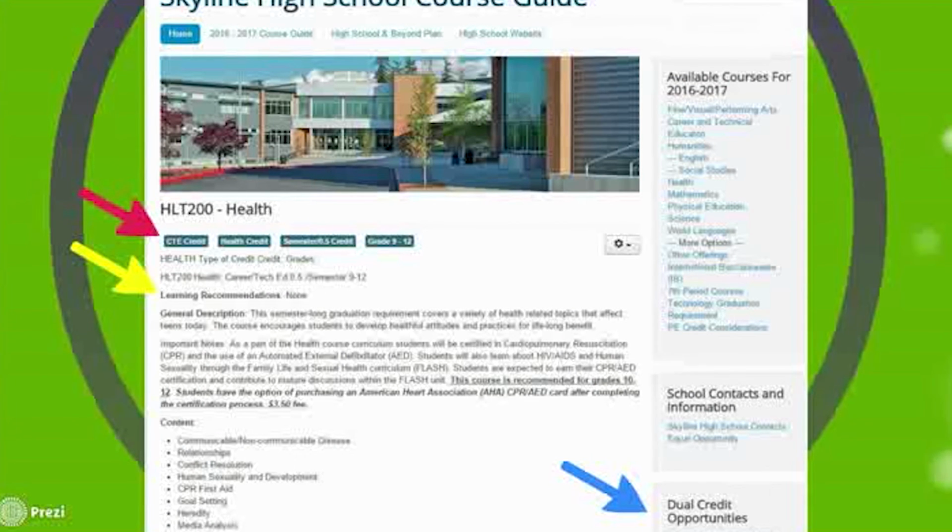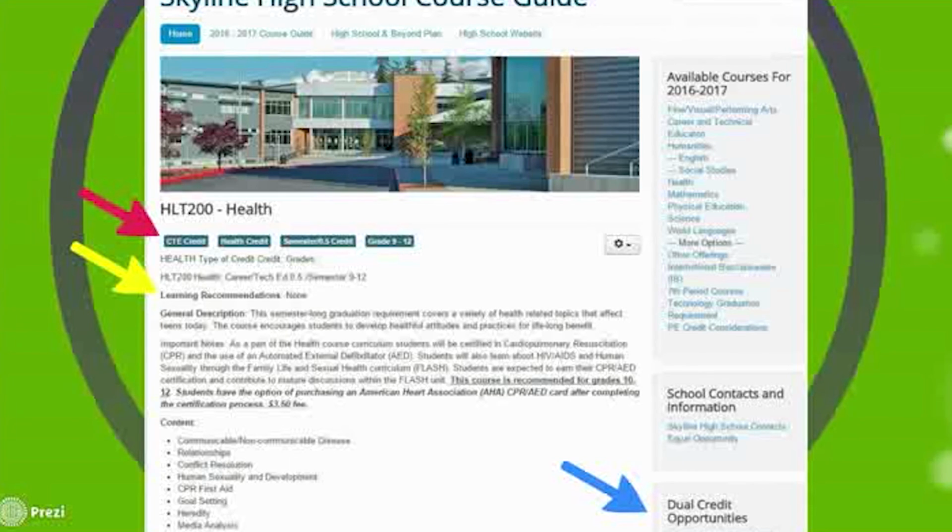This is a screenshot of the new course catalog. I want to draw your attention to the red arrow. Right by the red arrow, you'll find that this class, Health, counts for CTE credit, Health credit. It gives you a 0.5 credit or a semester, and it's available for grades 9 through 12.